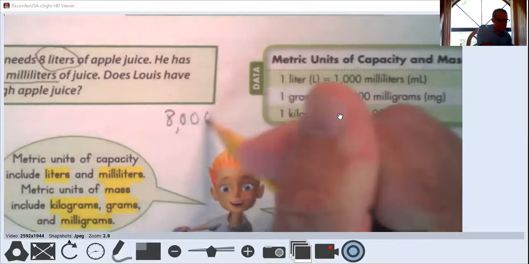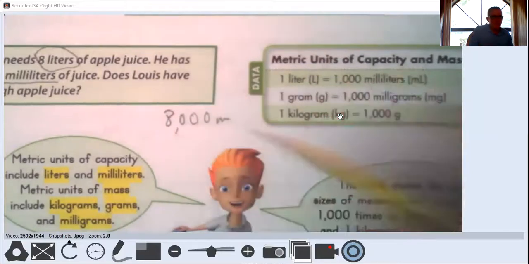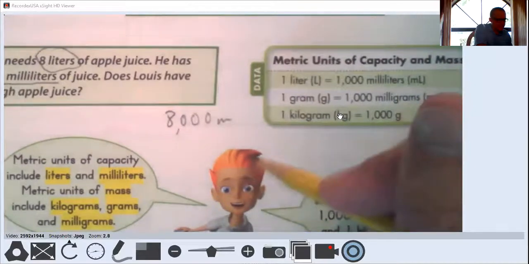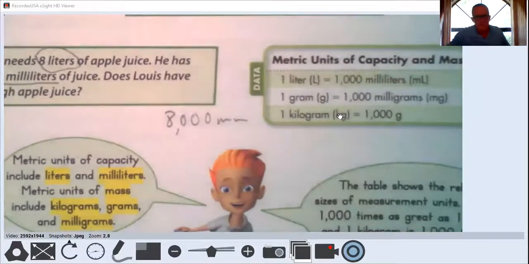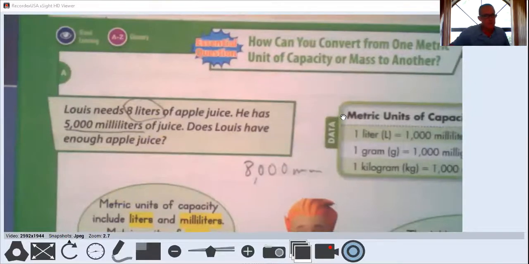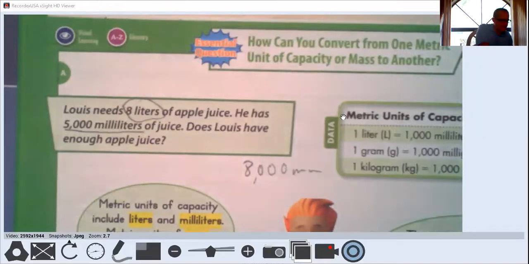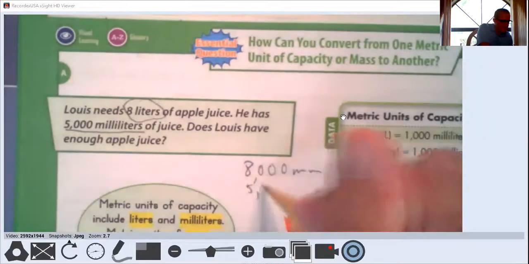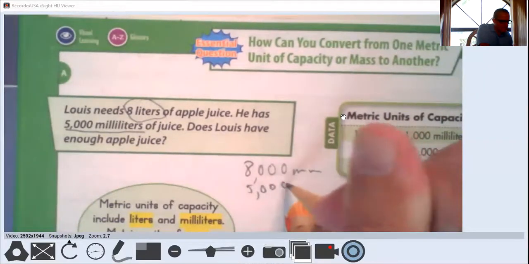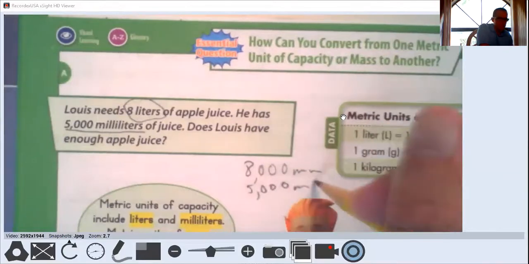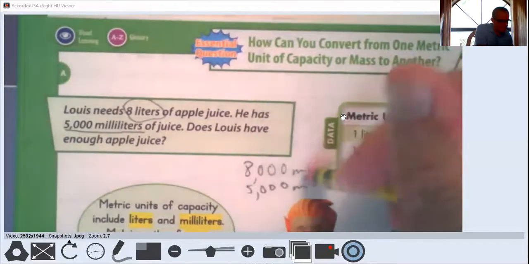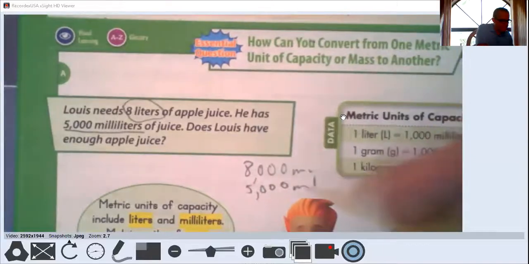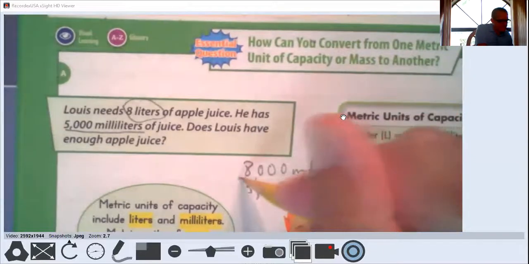8,000 milliliters is equal to 8 liters. And old Lewis here, he only has 5,000 milliliters. Oh, I put millimeters here, so I'm thinking about length. Milliliters. So he only has 5,000.